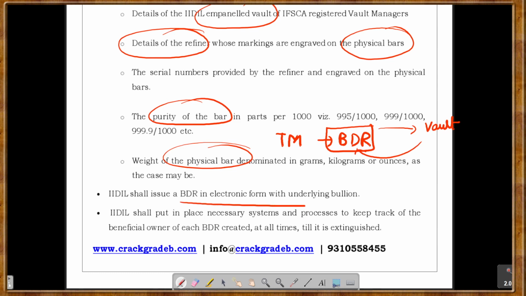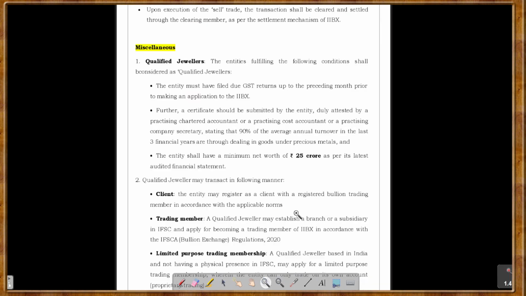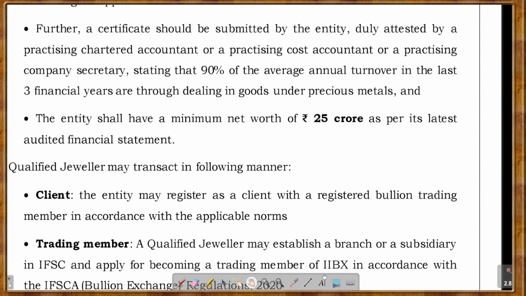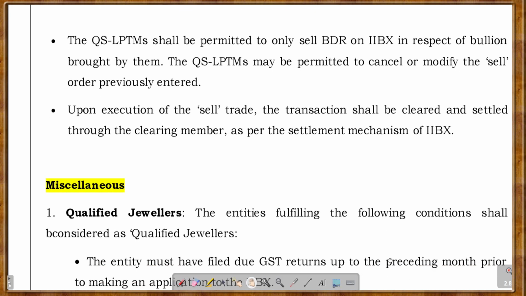Now IIDL shall issue the BDRs in electronic format with the underlying bullion. IIDL is the depository which is connected with the IIBX. We have already talked about it, its chairman, etc., in the IIBX chapter. You can visit that particular chapter, right? And after that, net worth was the important criterion. Apart from that, in how many types can you take a registration? You can be a qualified supplier in a client format, and you can also be a limited purpose trading member.